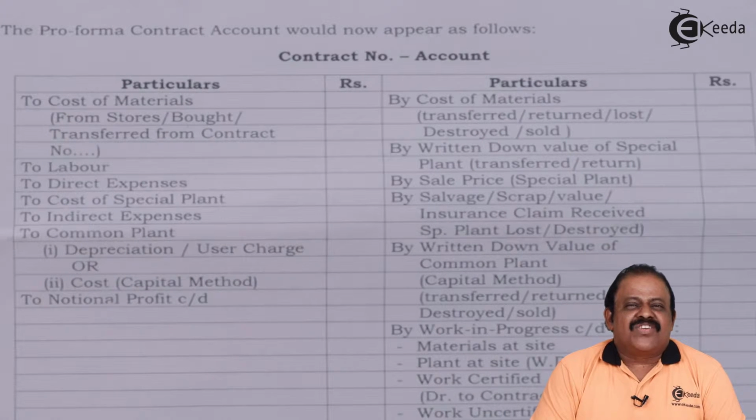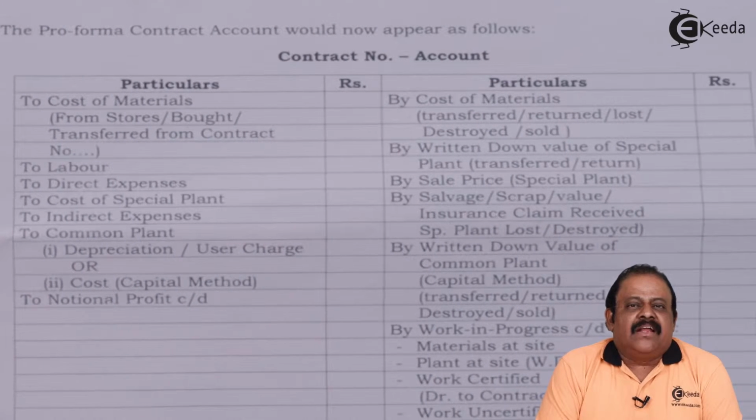So the question becomes how to decide how much work is completed. For that purpose, an expert or architect is invited. He issues a certificate of the amount of work completed. That work certification is called what? Work certified. Usually the value of work certified is expressed in terms of contract price.